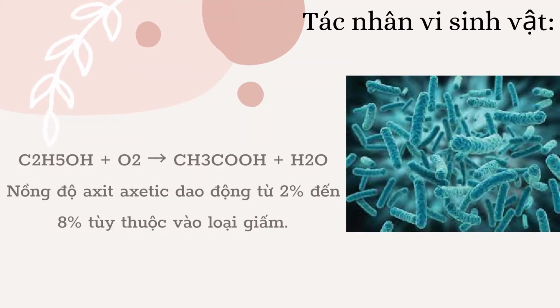Vinegar overview. Vinegar is an acetic acid solution with a concentration of less than 8%, formed from the oxidation of ethanol, C2H5OH, to acetic acid under aerobic conditions, under the action of acetic bacteria. C2H5OH plus O2 gives CH3COOH plus H2O. The concentration of acetic acid ranges from 2% to 8% depending on the type of vinegar.